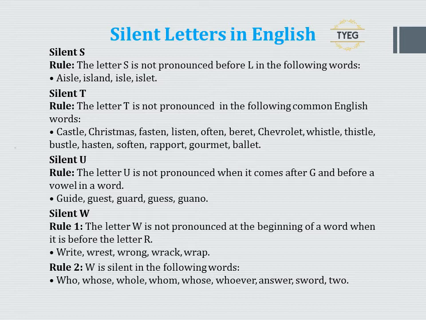Silent U rule. The letter U is not pronounced when it comes after G and before a vowel in a word. Guide, guest, guard, guess, guano. Silent W. Rule 1. The letter W is not pronounced at the beginning of a word when it is before the letter R. Write, wrest, wrong, wrack, wrap. Rule 2. W is silent in the following words: who, whose, whole, whom, whoever, answer, sword.